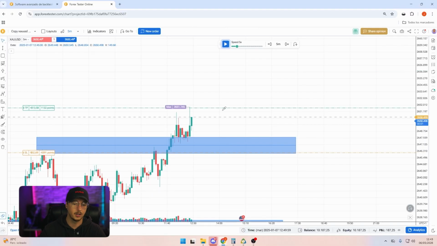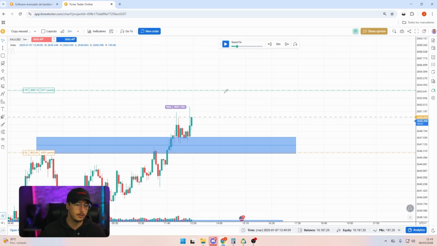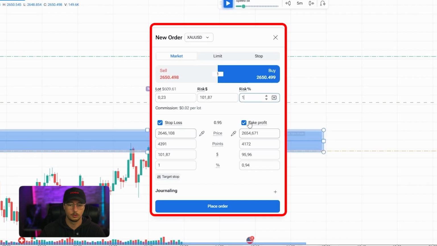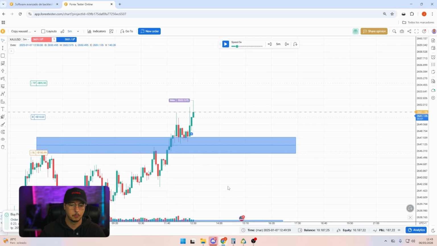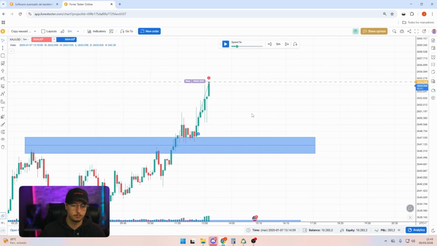And right at the moment, as you can see, we don't have an actual range to put our take profit. So what I would do here is basically leave it at a risk reward of 1-to-1. So let's set this to 1% risk and place the order. Let's see how this one performs. And there we go, it's hit take profit, perfect.